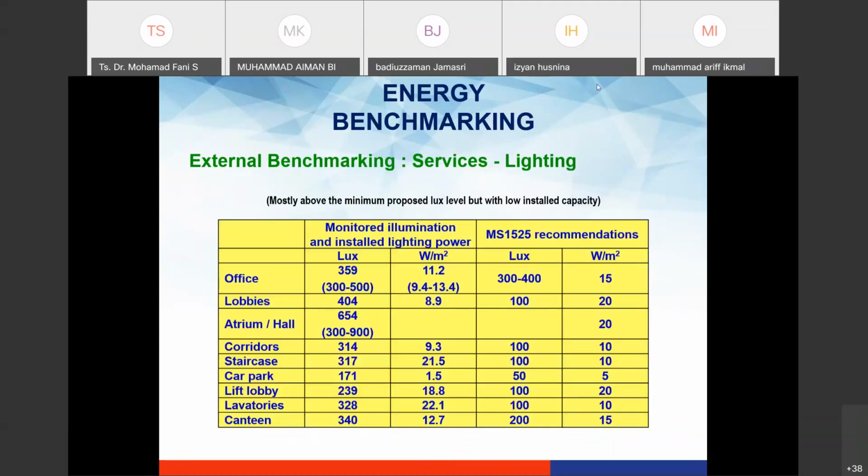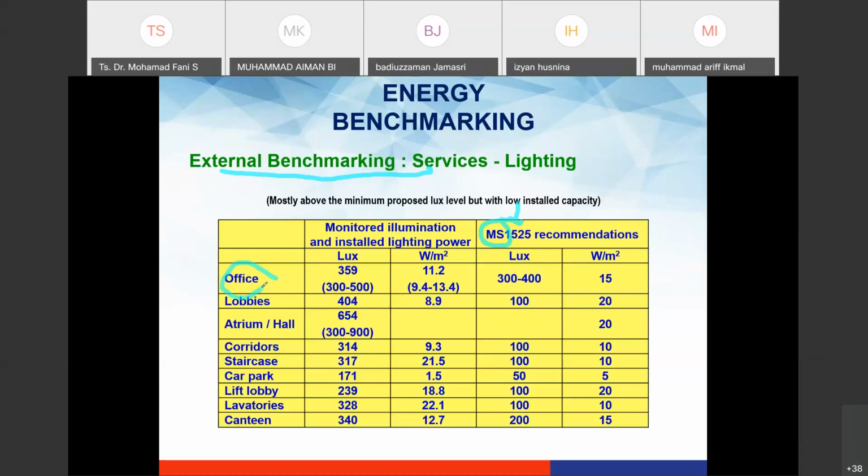Lighting. For the lighting, this one is specific. It can also be the external benchmarking because we benchmark to the Malaysian standard MS 1525. So find the standard. Okay, you can get it in a PDF. So wherever you go for the room data survey later on, make sure you compare to the Malaysian standard. Okay, this one is a list of examples here in the tables.